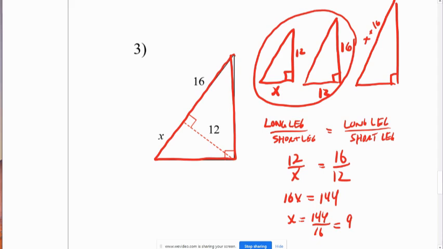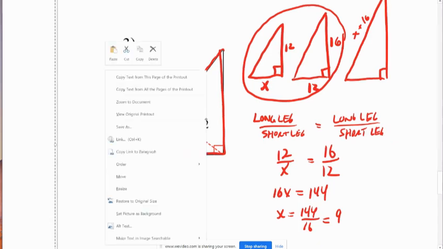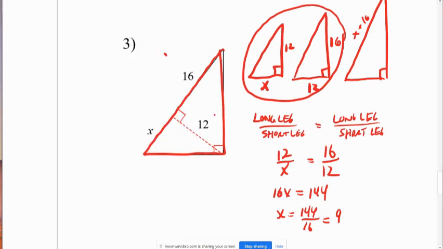You see here again the connection to the geometric mean. 12 is the geometric mean of these two pieces. So that is always true. The altitude drawn to the hypotenuse is always the geometric mean of the two pieces. So we got 9 as an answer. When you multiply 9 and 16, you get 144. When you multiply 12 times 12, you get 144. So that means 12 is the geometric mean of 9 and 16.